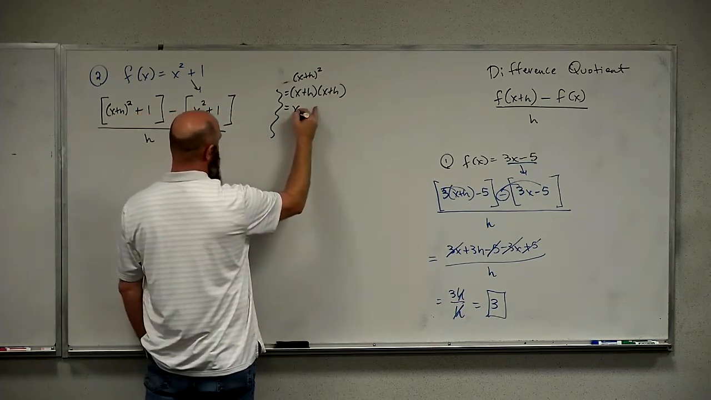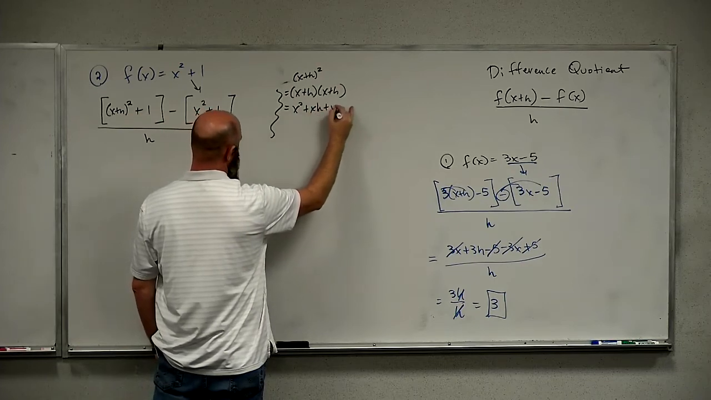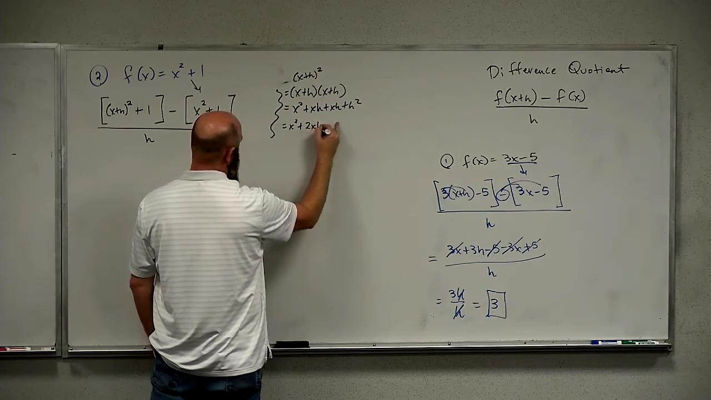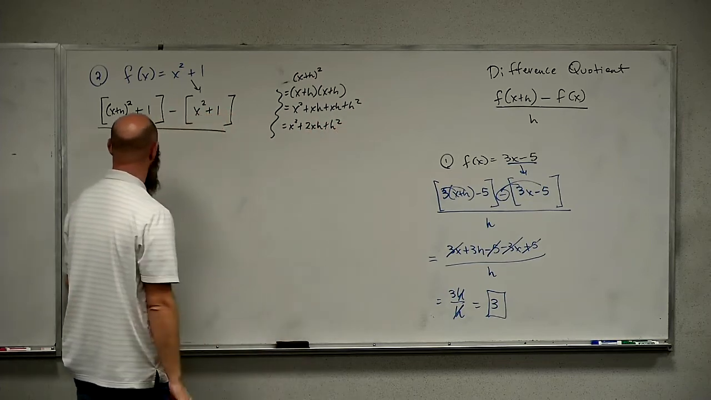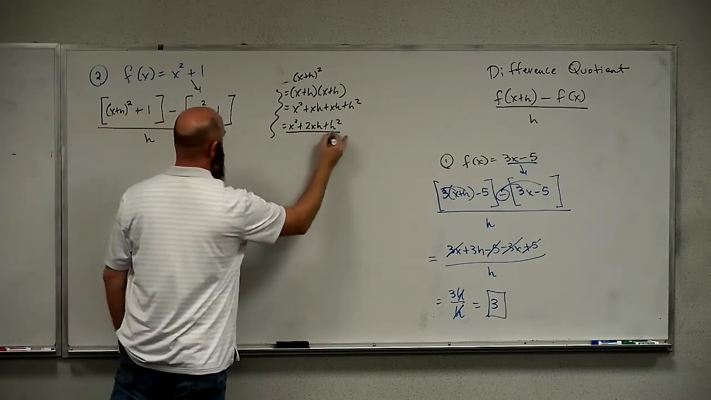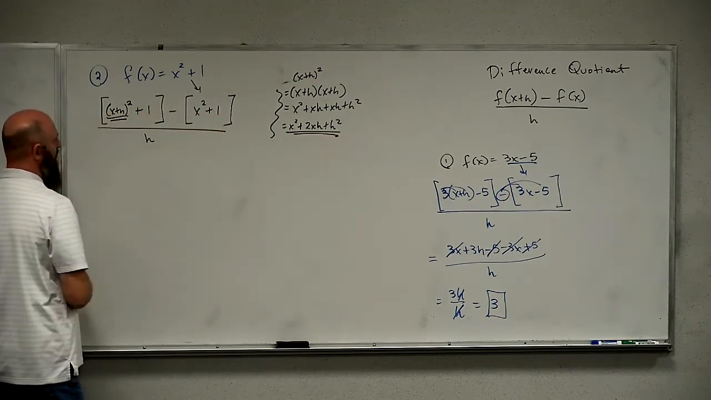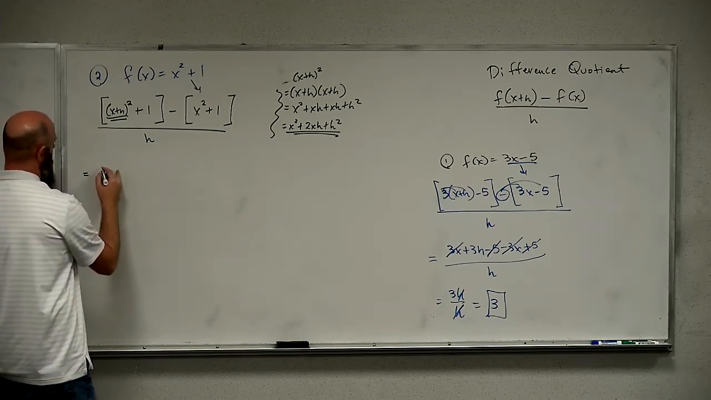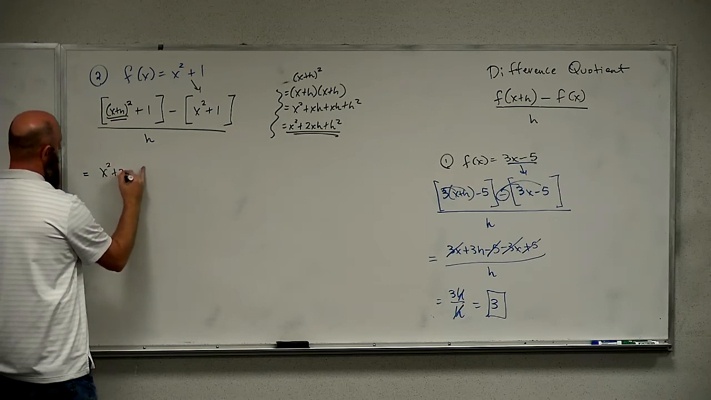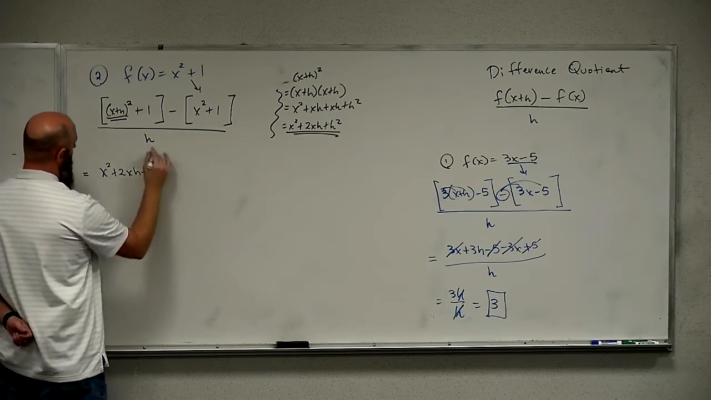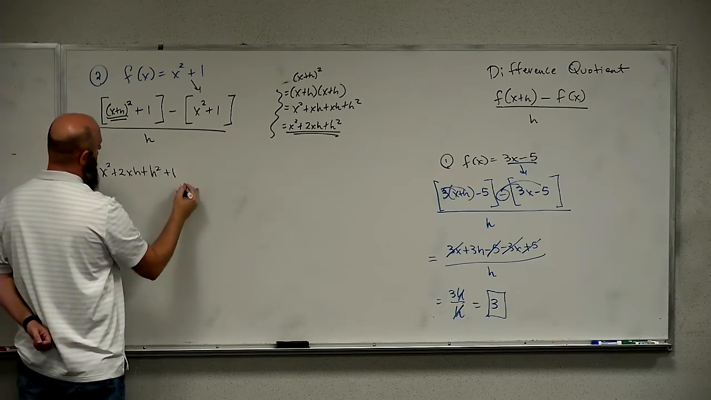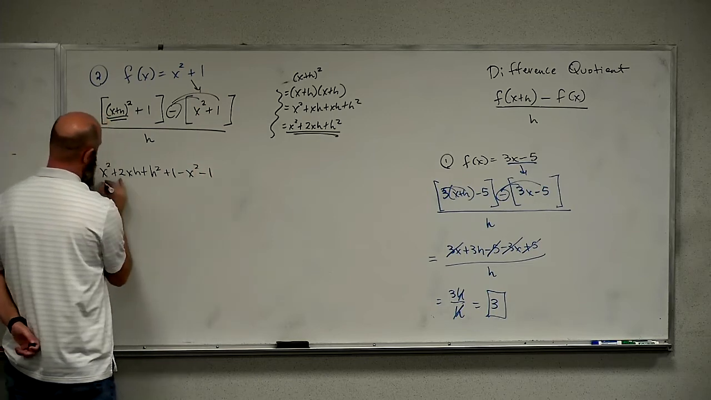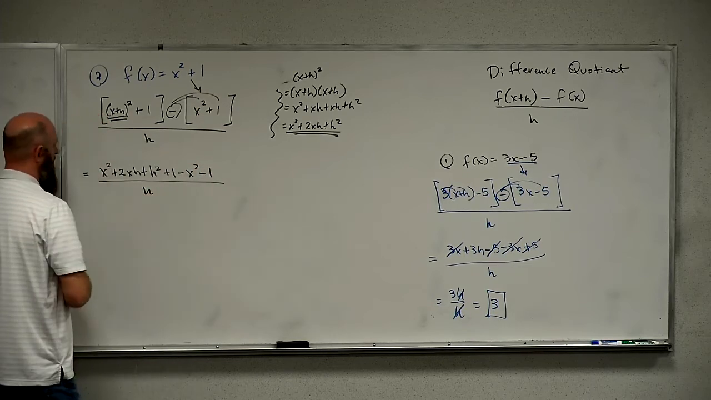All right, so we work that out. We get x squared, xh, and h squared. So x squared plus 2xh plus h squared. So that here, all of this is going to go right over here in place of that. Okay. All right, so x squared plus 2xh plus h squared. We still have the plus 1. And then we need to distribute minus x squared minus 1, all over h.